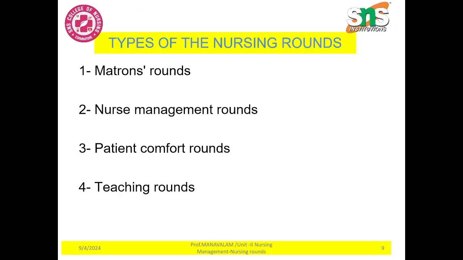Next, move on to the types of nursing rounds. There are 4 types of nursing rounds: matron rounds, nursing management rounds, patient comfort rounds, and teaching rounds. First one is matron rounds. Why are they conducting these rounds? They provide the opportunity for senior personnel to achieve key aspects of their role. These include ensuring professional and clinical nursing standards and infection control procedures.